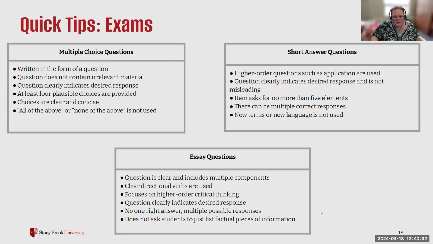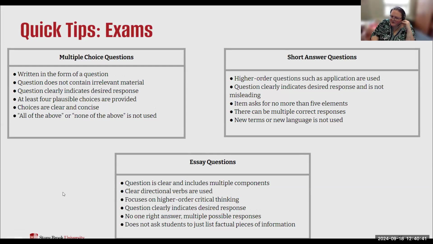Now your essay questions, right? That's where you do have multiple components, but you do provide clear directions. Essay questions tend to be a little bit more focused on those higher order critical thinking skills. So there might be comparing or contrasting or analyzing the relationship between 2 concepts. But there should still be a response for a student who has learned the material. There should be, kind of in their mind when they think about it, a direction that they know they should be going in. But again, like short answer, multiple possible accurate ways of approaching the response. And essay questions shouldn't just be asking students to list factual pieces of information. It should be in written paragraph format, right? Shorter answer questions could be a list, but essay questions, there should be writing and integrating the information into a written piece.